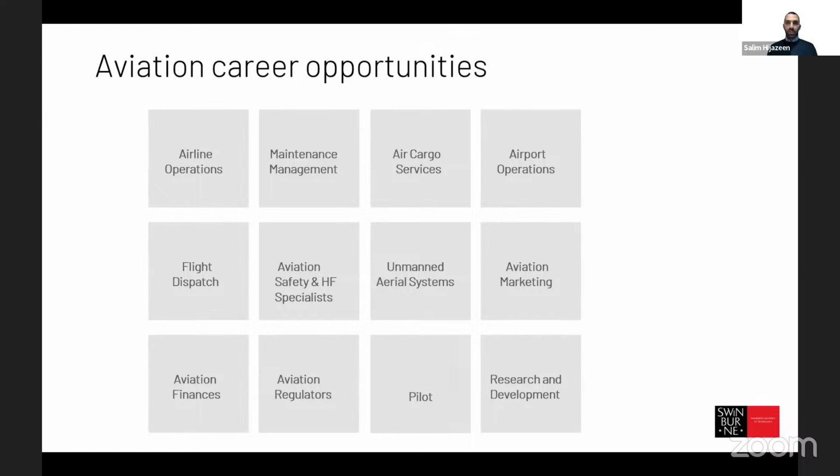So if you're interested in a head office role, say for an airline, marketing is a huge department. It looks at everything from the website to how do we promote new sectors, especially the leisure market. And of course, you've got a few more others here on the end. Finance, aviation regulator I spoke about. Of course, if you wanted to go down the pilot route, and research and development, which is what I've done.